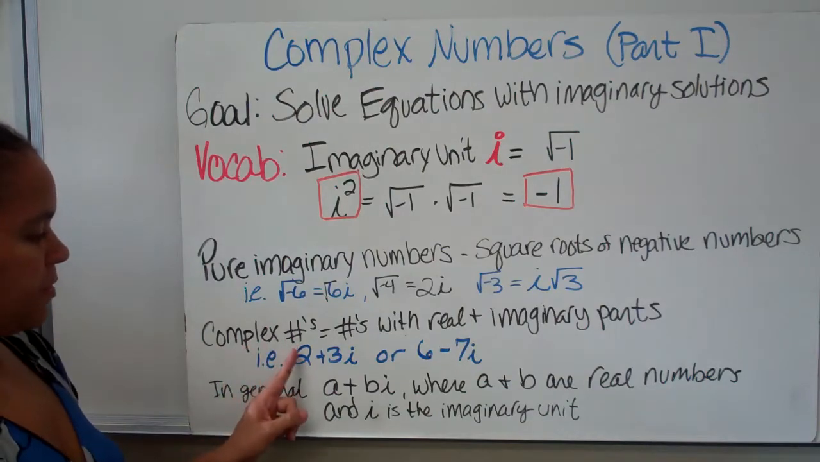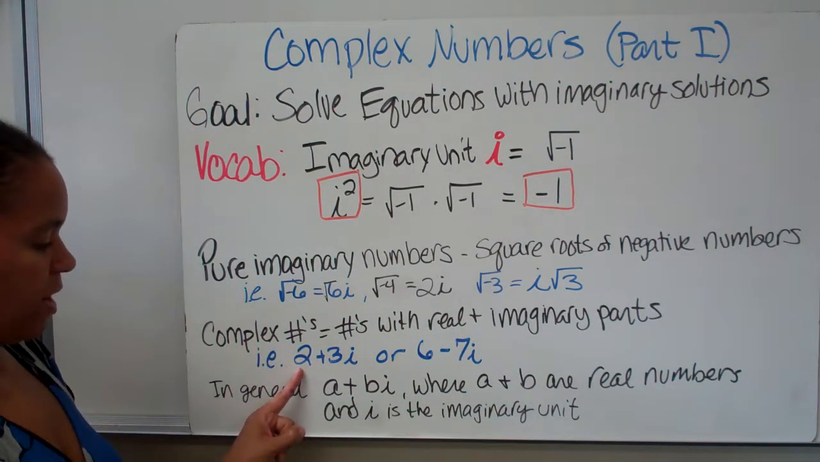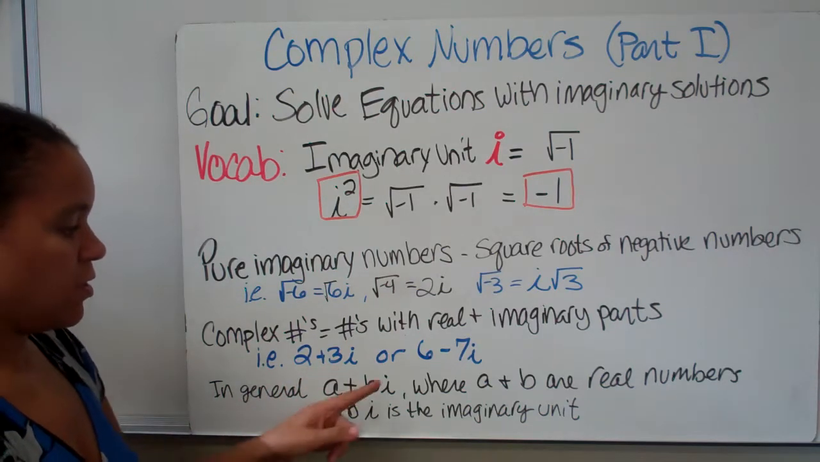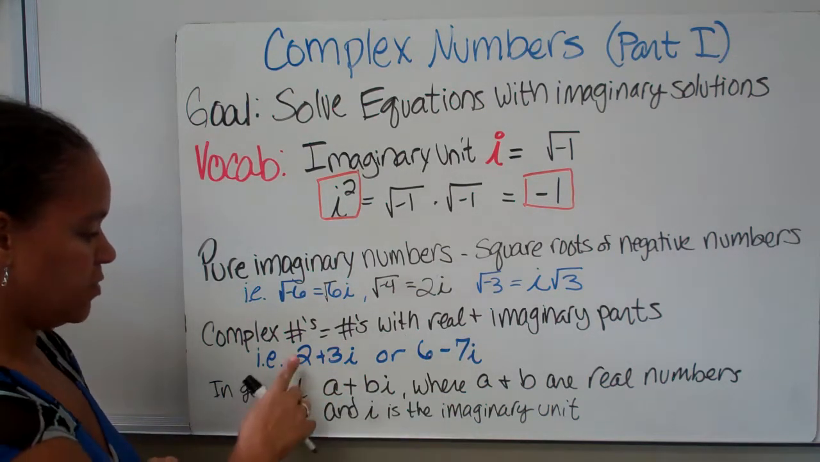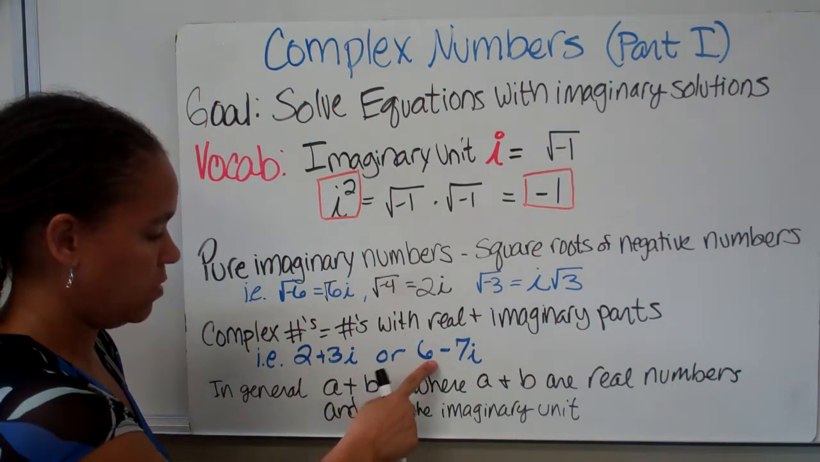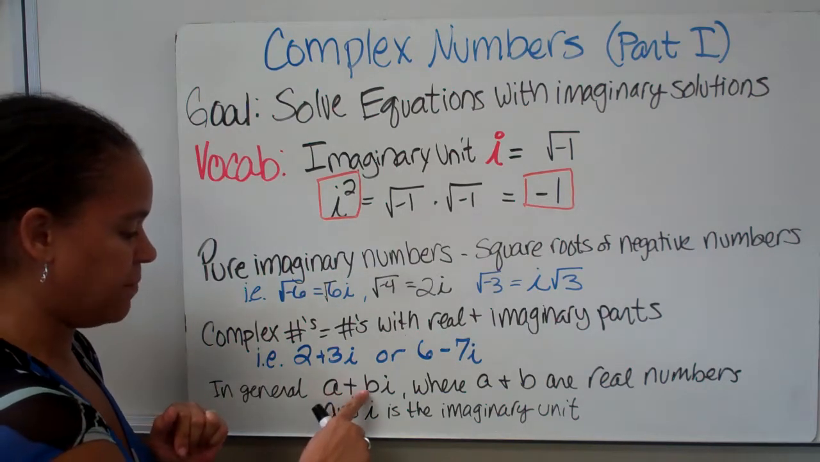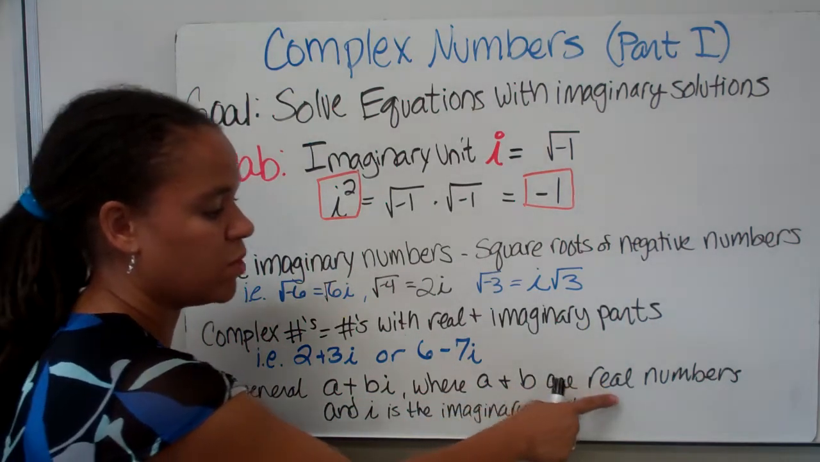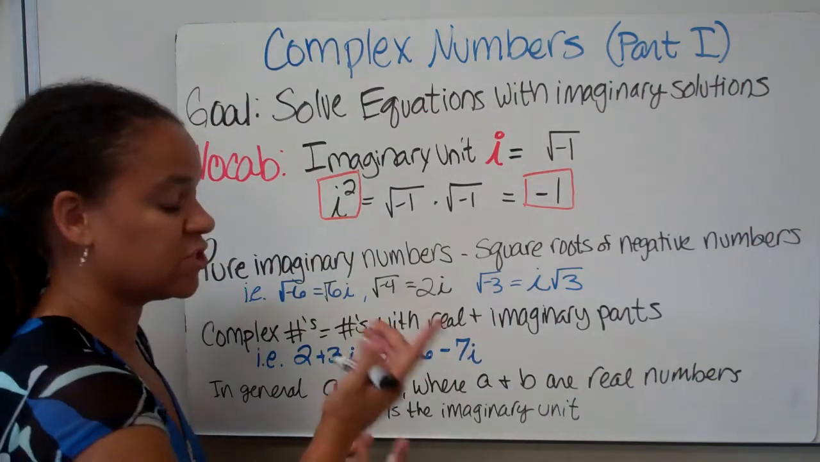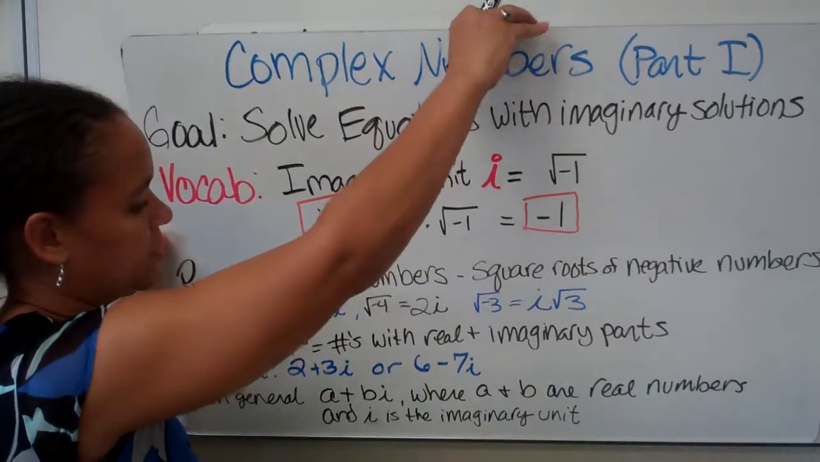All right, complex numbers are numbers with real and imaginary parts. So here we have 2 plus 3i, or 6 minus 7i. Here's the real part, it doesn't have an i. Here's the imaginary: real, imaginary. In general, for complex numbers, it's a plus bi, where a and b are real numbers, and i is just the imaginary unit. All right, let's look at a few examples.